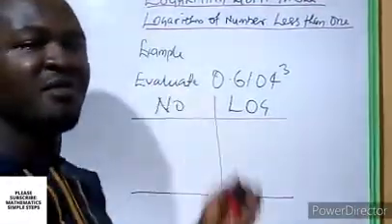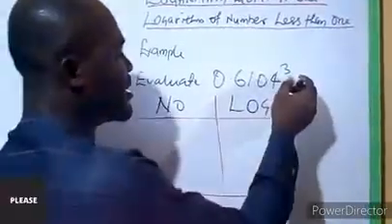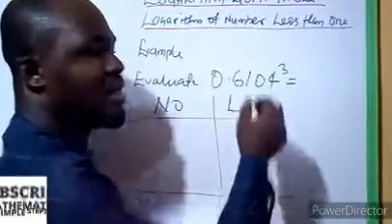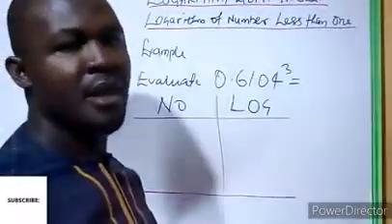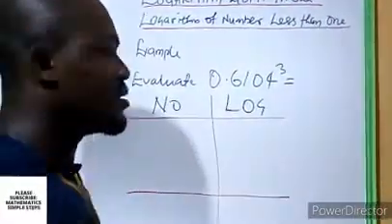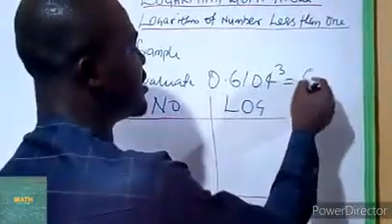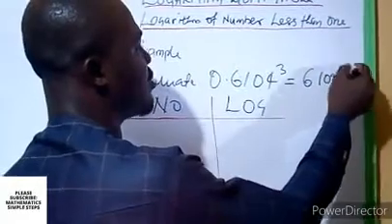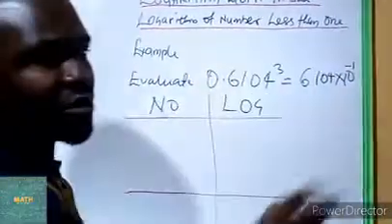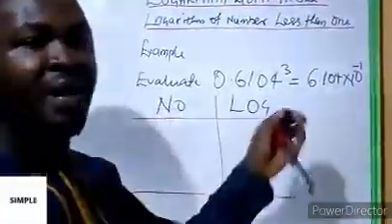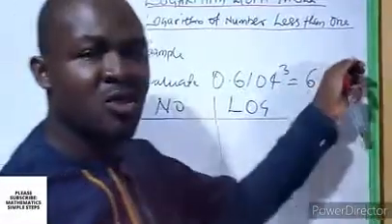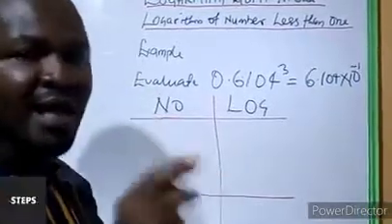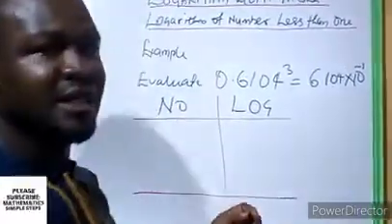Just like we did in the previous case, changing this one to standard form will remove the point to the first number. Then you count the number of times you have moved. So in this case, this one will be 6.104 times 10 raised to power minus 1, because you have moved it once to the right, so it's minus 1. And that minus 1 signifies the characteristics. So knowing that, you keep it, but you will need it later.